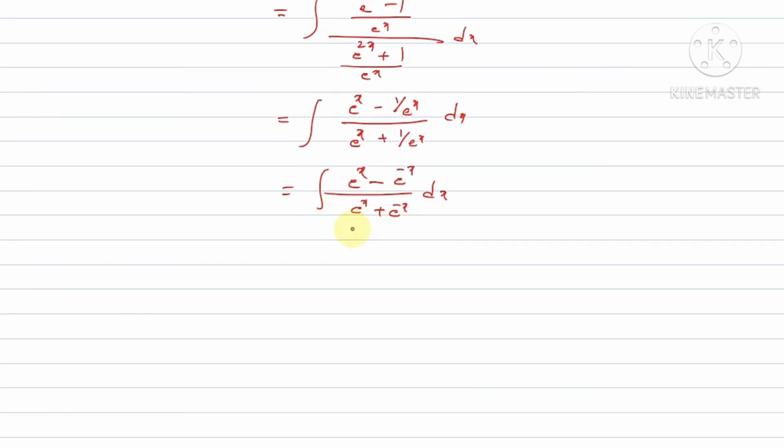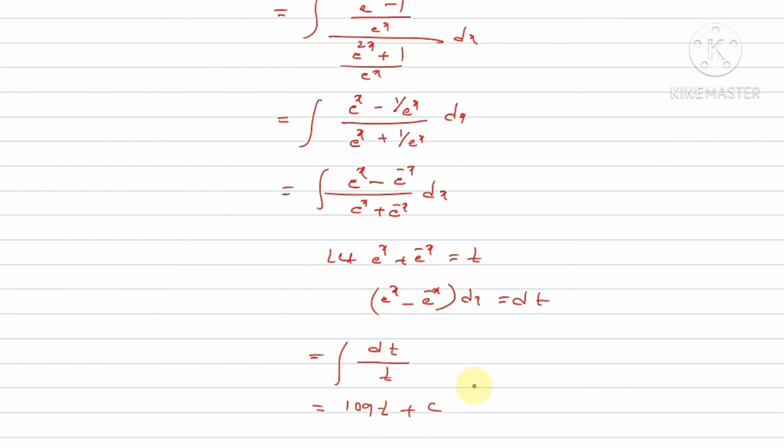Clear? Now substitution. Let e power x plus e power minus x equal to t. The derivative of e power x is e power x. The derivative of e power minus x is minus e power minus x. So e power x minus e power minus x into dx is equal to dt. Clear? Then substitute all here. So the numerator with dx is dt, and the denominator is t. Ultimately this is the integral of dt by t, which is log t with some arbitrary constant.